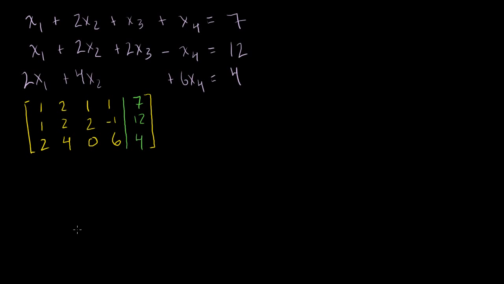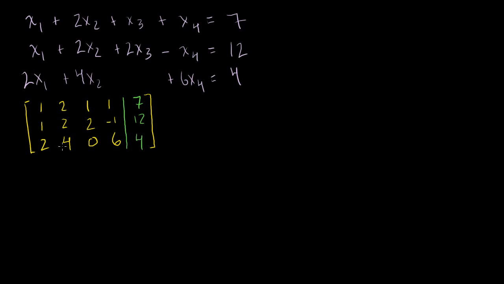So the first thing I want to do, just like I've done in the past, is get this equation to the form where, if I can, my leading coefficient in any of my rows is a 1, and every other entry in that column is a 0. And in the past, I made sure that every other entry below it is a 0.